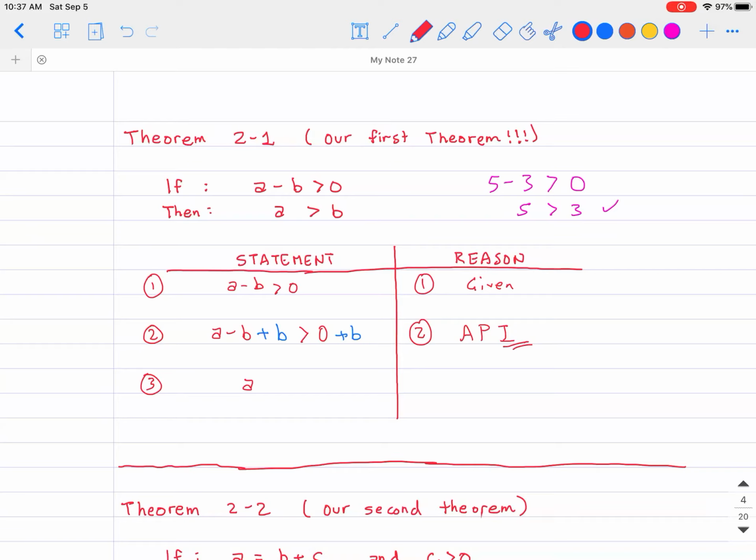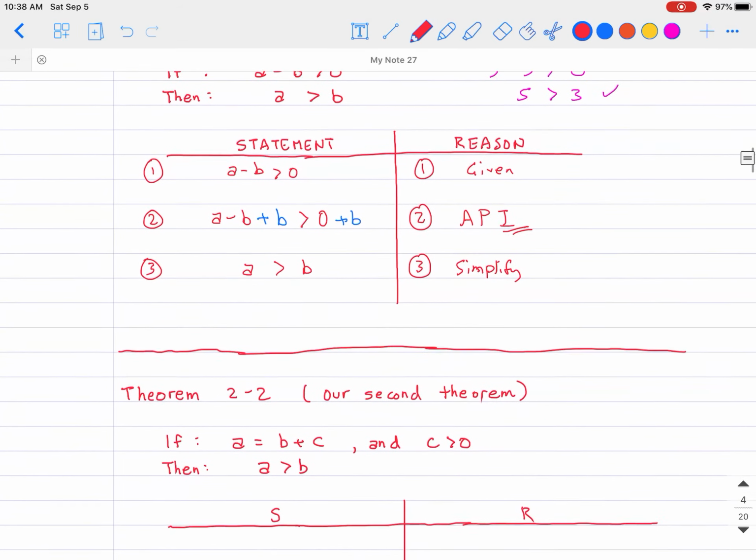According to what we've been doing so far, I think we're pretty much done at this point. We have a on the left-hand side because the b and the negative b cancel out. And that's going to be greater than b because 0 plus b is still equal to b. So for that one, we simplify. And there we go, there's our proof. From here on out, we can actually use this theorem. We build our sword, and now we can actually use it in the game. So that's the nice part about it.